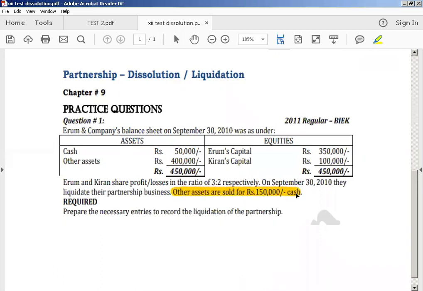Other assets are sold for rupees 150,000. You have to make one journal entry for the other assets sold. Then you have to realize whether it is gain or loss by making the ledger and T account, and then make the journal entry for gain and loss, and then the journal entry for the dissolving partners. So your required part is to prepare the necessary entries to record the liquidation of the partnership. There is only a single adjustment which we have to solve for the calculation of gain and loss. Clear?